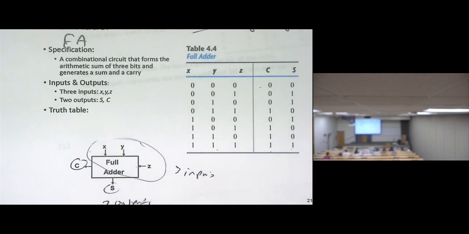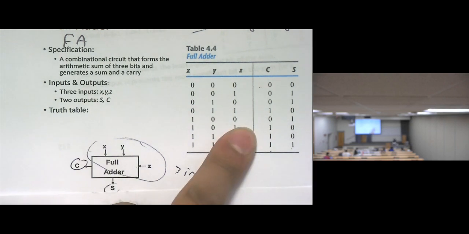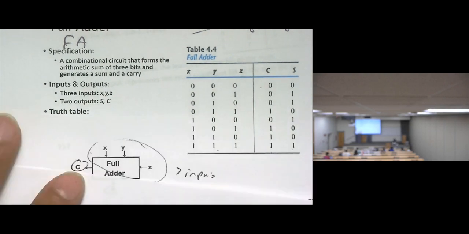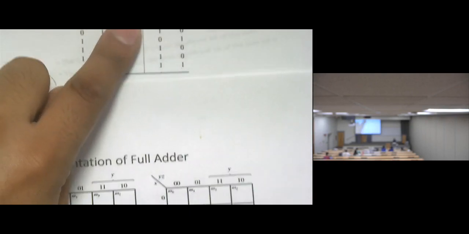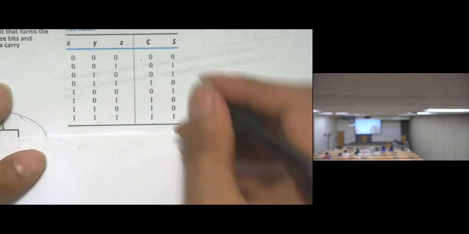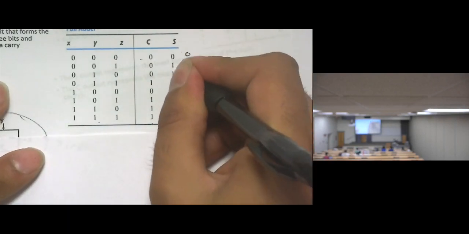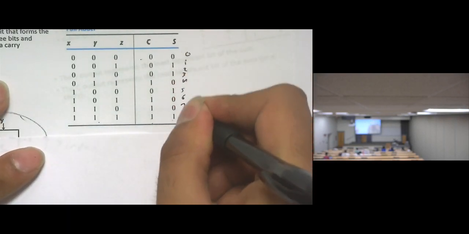Now, how can we implement this with Karnaugh maps? Since we have C and S, we can do the Karnaugh maps. Let's assume it's one example, one question of the exams. How can we make this into the Karnaugh maps? Which is, I have the midterms. So this is 0, 1, 2, 3, 4, 5, 6, 7.